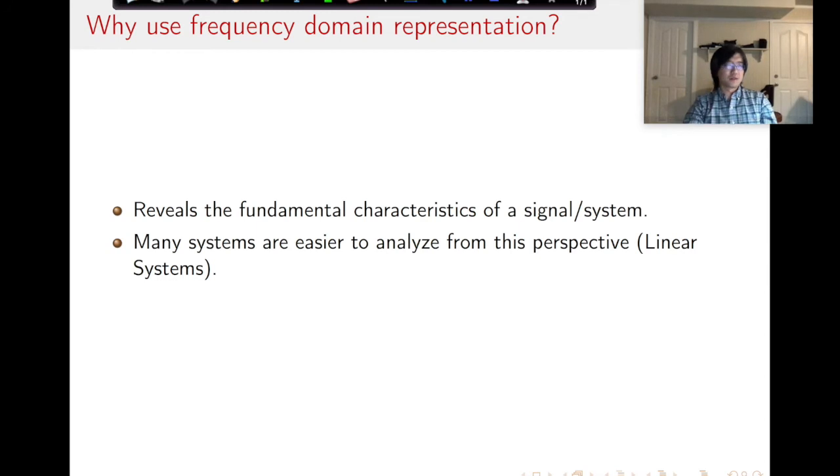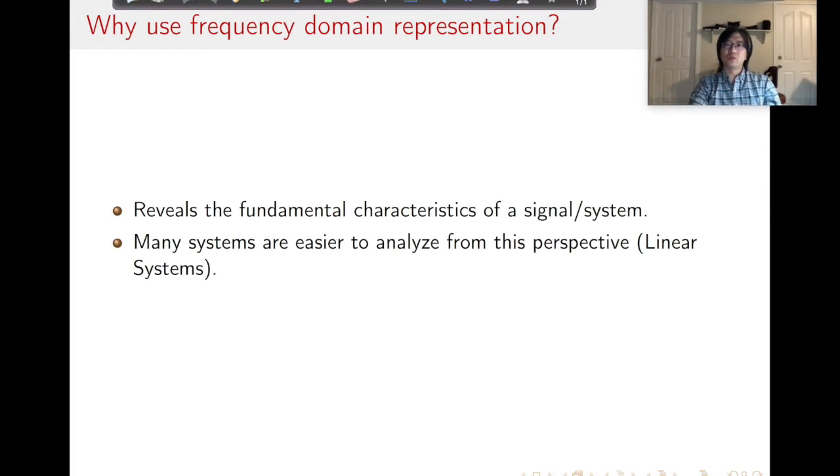Okay, so now you may ask, normally in practice we always see the time domain signal, right? An image, you can think of that as a time domain signal, and audio can be thought of as a time domain signal. You may ask why we want to look at the signal from a different domain, right? There are multiple reasons. For illustration, I'll just give you two reasons. One reason is that sometimes the frequency domain, or a different domain, can reveal the fundamental characteristics of a signal in the system, right?